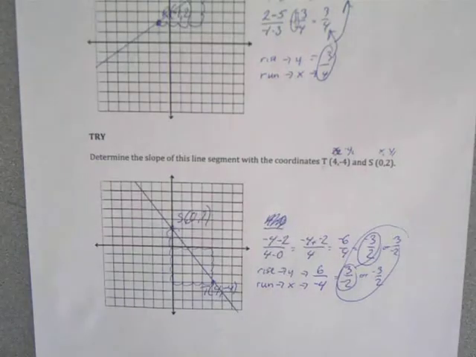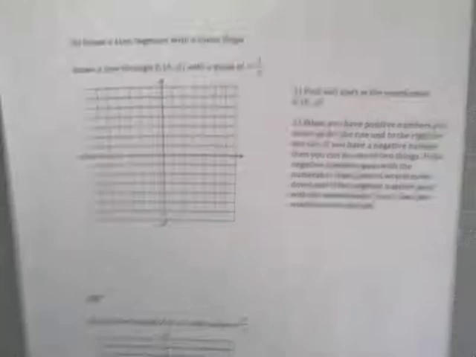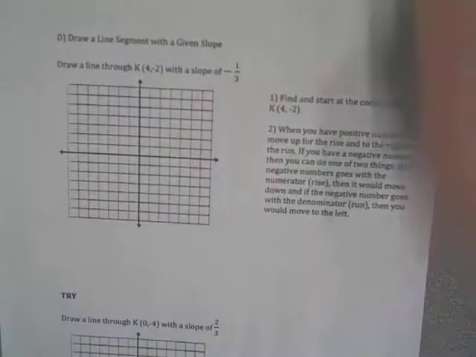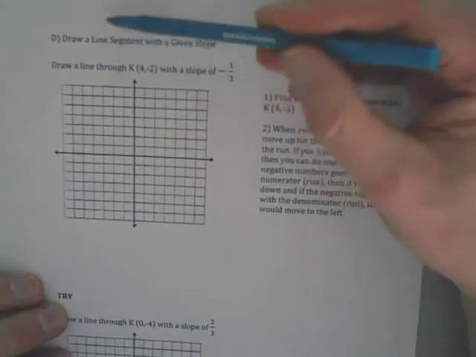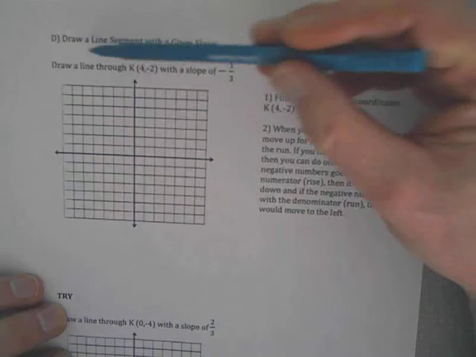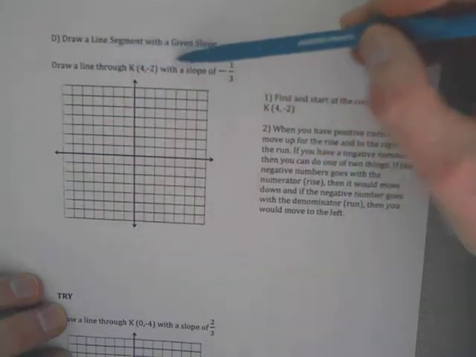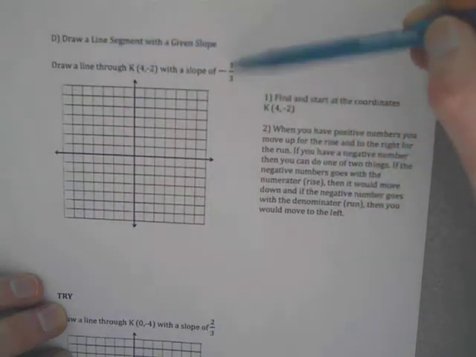So now we're going to look at part D. As soon as I find part D in my notes here, we'll try part D. So where's part D? So part D. I'll just get focus for you. So part D says draw a line segment with a given slope. So draw a line segment through 4, negative 2 with a slope of negative 1/3.